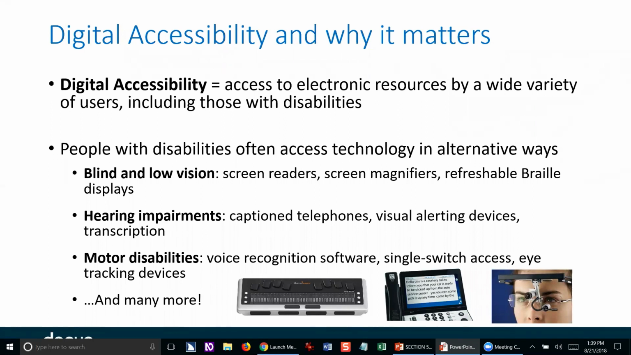if you're a user who is blind, you don't want to depend on someone standing over your shoulder reading you the contents of a website. You want the website to be created in a way that allows your screen reader to access it. People with disabilities often access ICT in alternative ways using various tools. On this slide are listed just a few common assistive technologies, things like screen readers and magnifiers, refreshable braille displays, captioned phones, and of course there's hundreds of other examples.